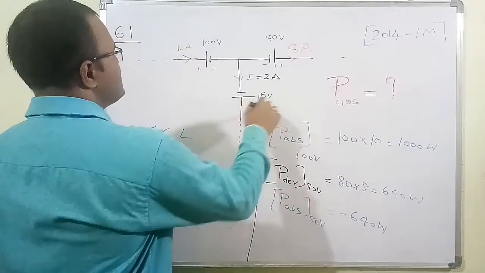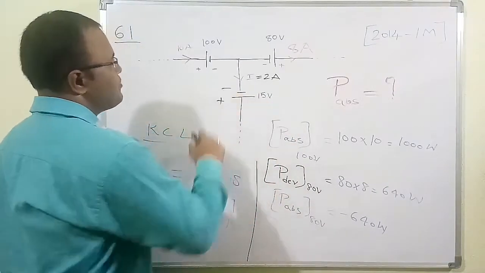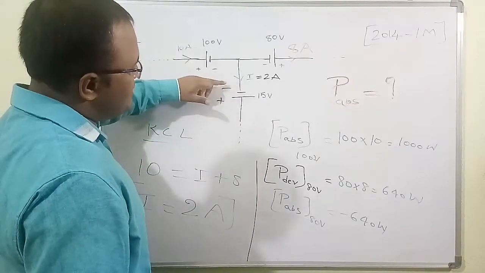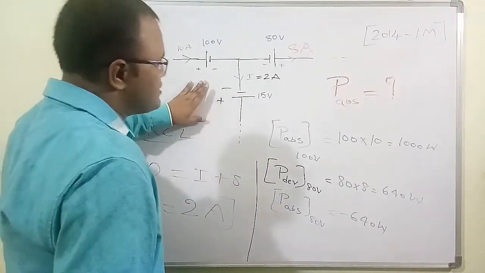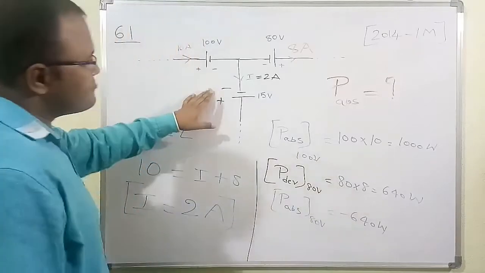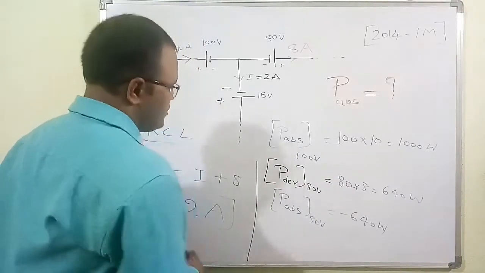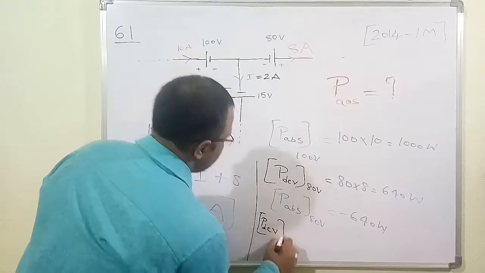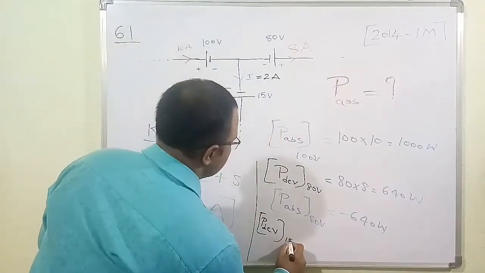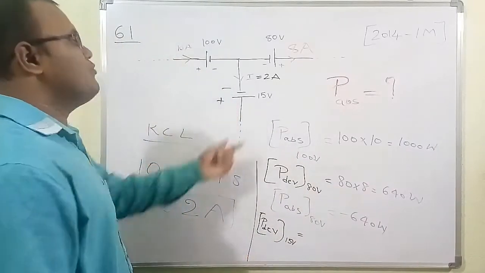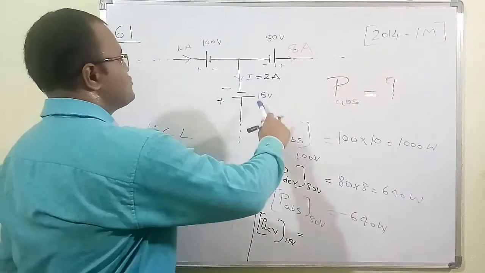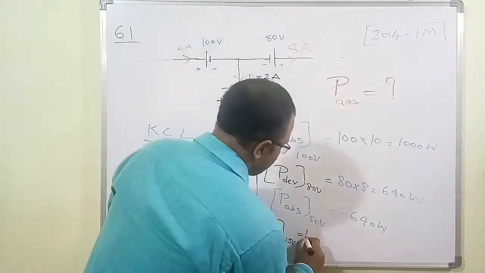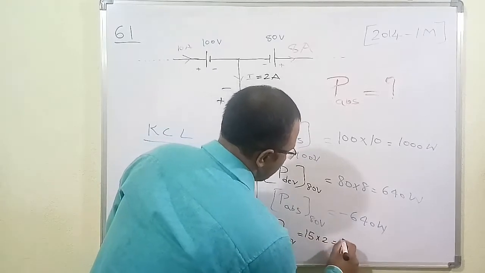Now the remaining element, see here, this is negative and this is higher potential. So in this element, the current is going from negative to positive. Therefore this element is also going to deliver power. So the power delivered by the 15 volt source we need to find. The voltage is 15 volt and the current is 2 ampere. So the product of 15 volt into 2 is equal to 30 watt.